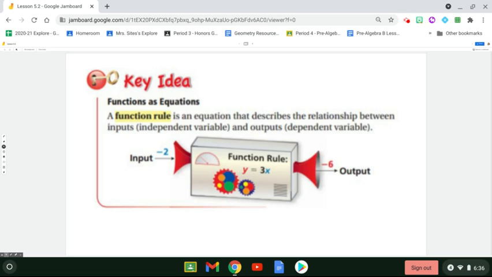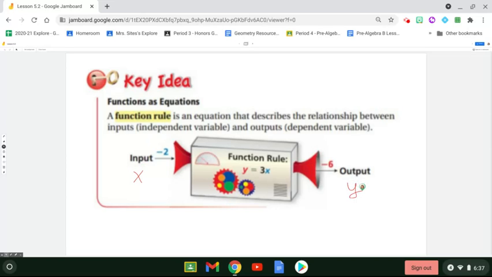Today what we're going to be working on is representations as functions. So again, we're going to be building on this idea of a function rule. A function rule is an equation that describes a relationship between our inputs, which remember are independent variables. And remember, our inputs are our x's, and our outputs are dependent variables, which are kind of like our y's.